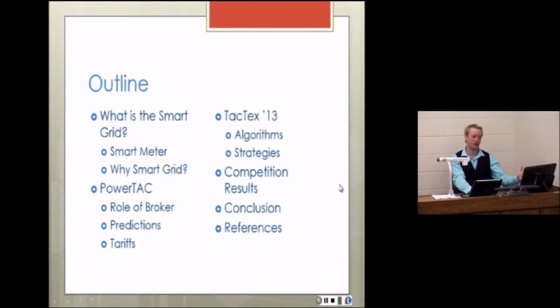So I cover the left side. I'll be talking about the right side right now, talking about my implementation of TacTex'13 and the algorithm strategies that are used in that. And then I'll go through the competition results, conclusion, and references.